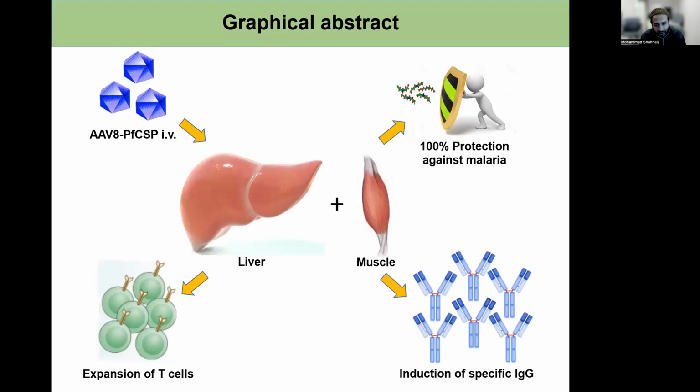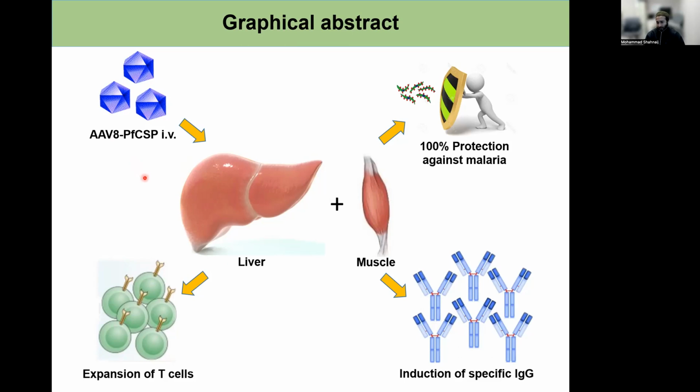This is the graphical abstract of my overall presentation. The main focus is the adeno-associated virus, into which we incorporated the surface antigen of the malaria parasite. We tried different immunization routes, particularly intranasal, intravenous, and intramuscular dosing. Then we checked the expression in the liver and in the muscles using an in vivo model, and all of this work was done in a mouse model.